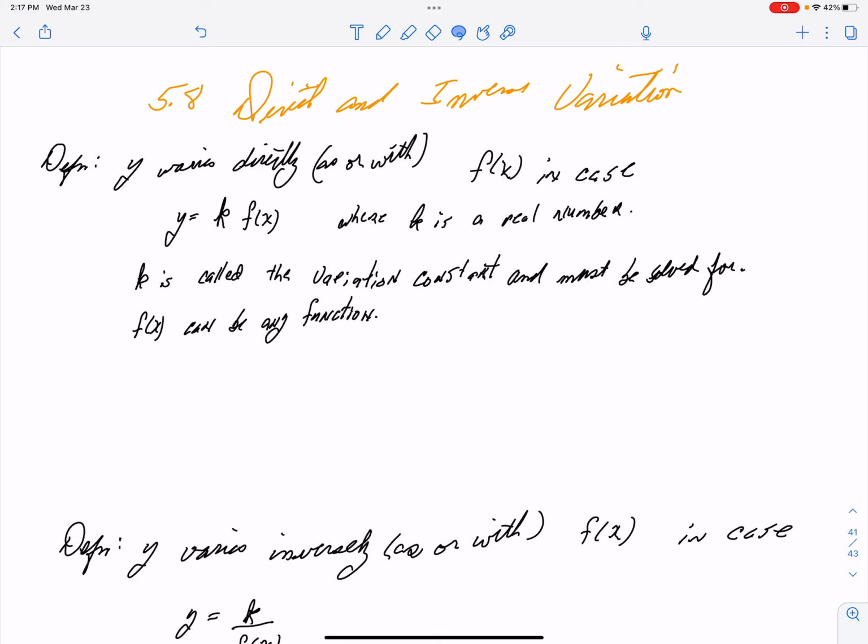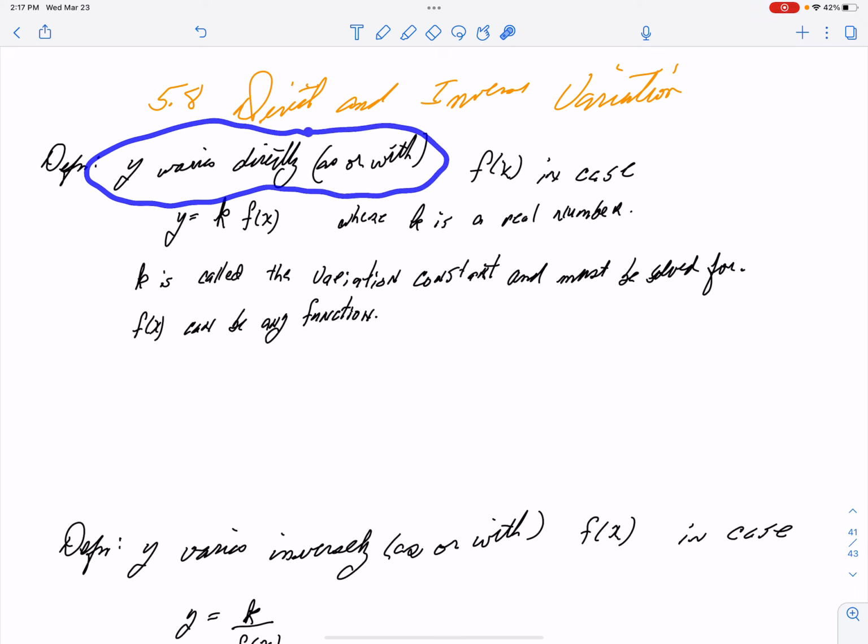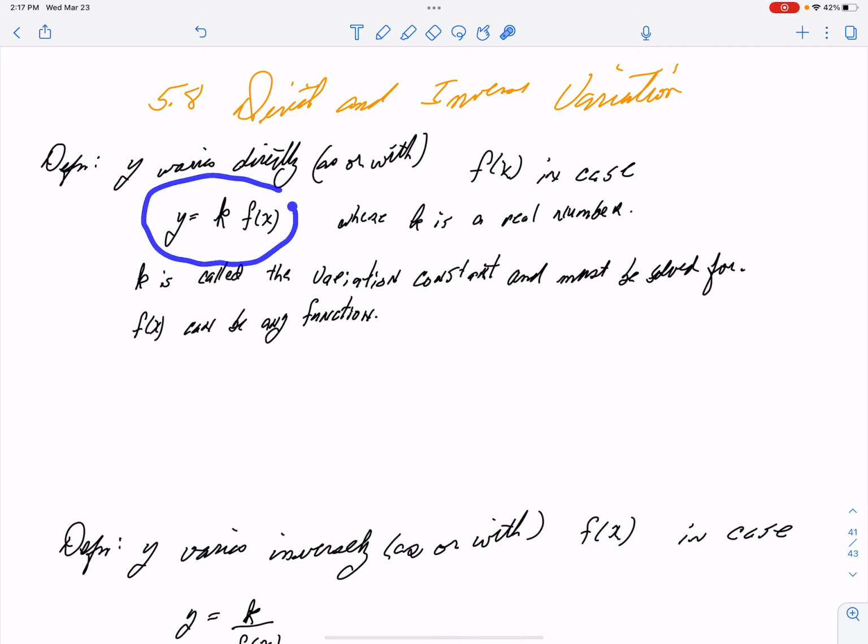All right, so today I want to talk about direct and inverse variation. The definition is as follows. We say y varies directly as f of x. F of x is my favorite function. In that case, what that means is y is equal to k times f of x, where k is some real number. K is a constant and it doesn't change. In fact, k is called the variation constant.